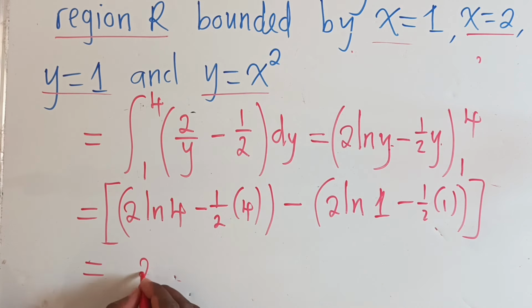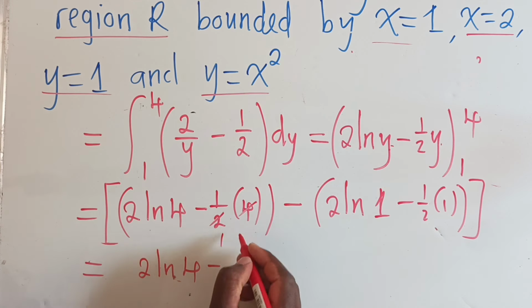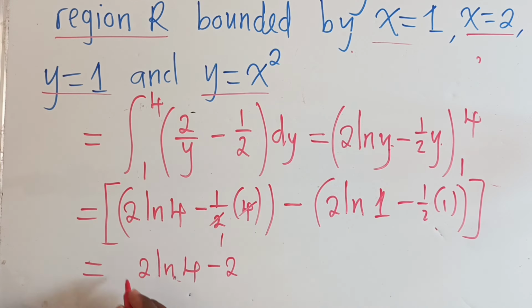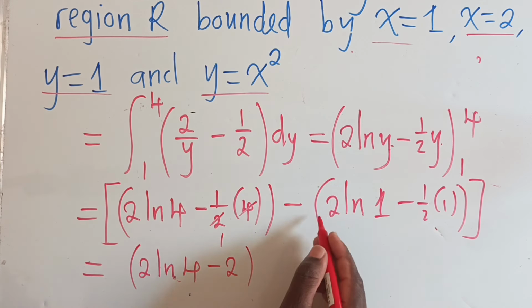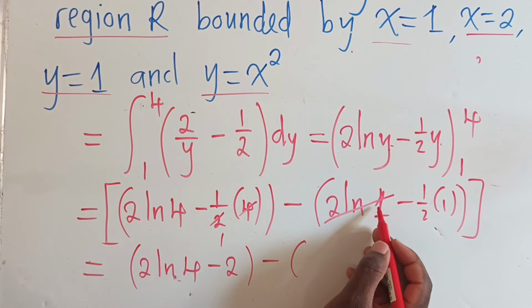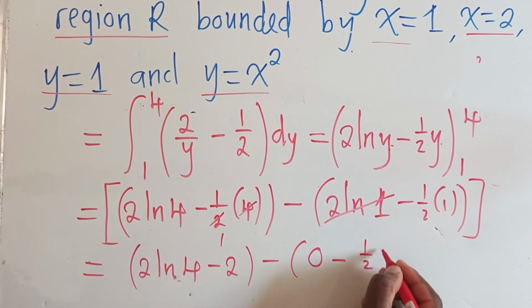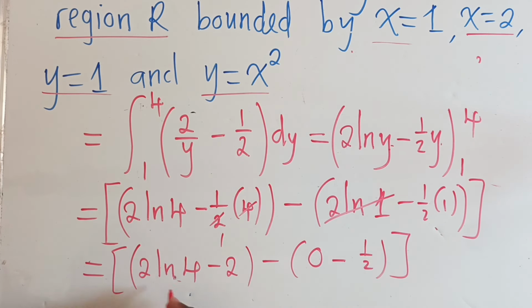So here we simplify, I've got 2 ln 4 minus 2 into 1 over 2, into 4, it's a 2. So minus 2. Then here we've got a 0 because ln 1 will give us a 0. 0 times 2 is 0, minus 1 over 2, like that. Okay? So we clean up again.